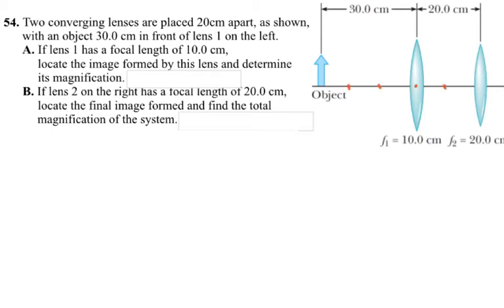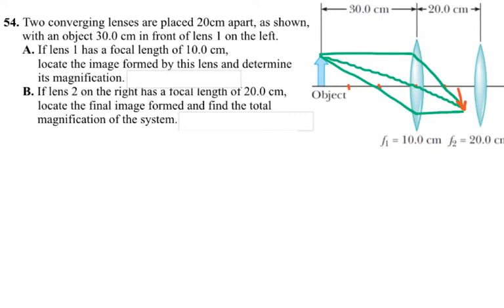So for the first lens, we're going to follow the rules for the rays. We have one parallel, then through the focal point, then one through the focal point and then parallel, and then one through the center without refracting. So here is going to be the image for the first lens.